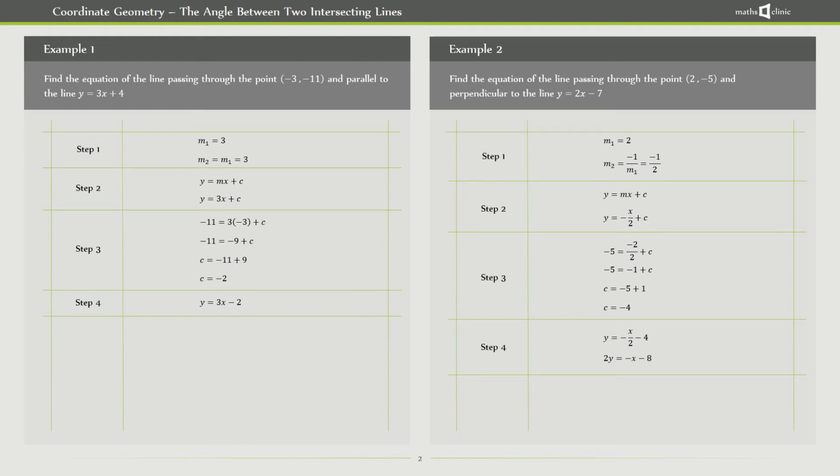It's actually fairly simple. It's no different from what we learned two lessons ago, but all you need is to know the condition for parallelism and the condition for perpendicularity, i.e. m2 = m1 and m2 = -1/m1 respectively. So I think we can do another example. Let's go ahead and do that.